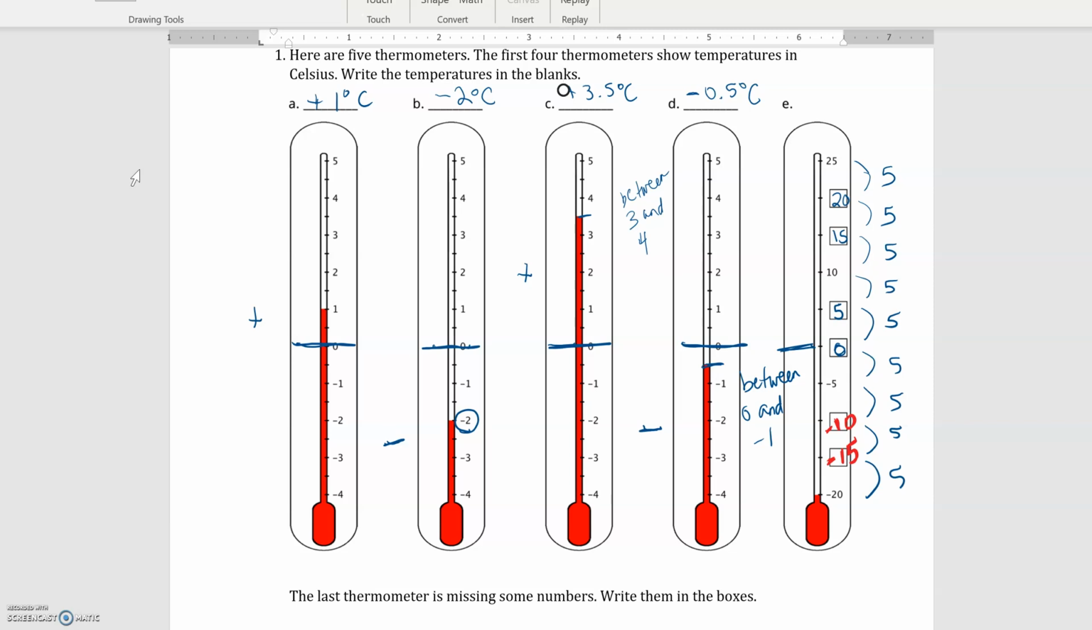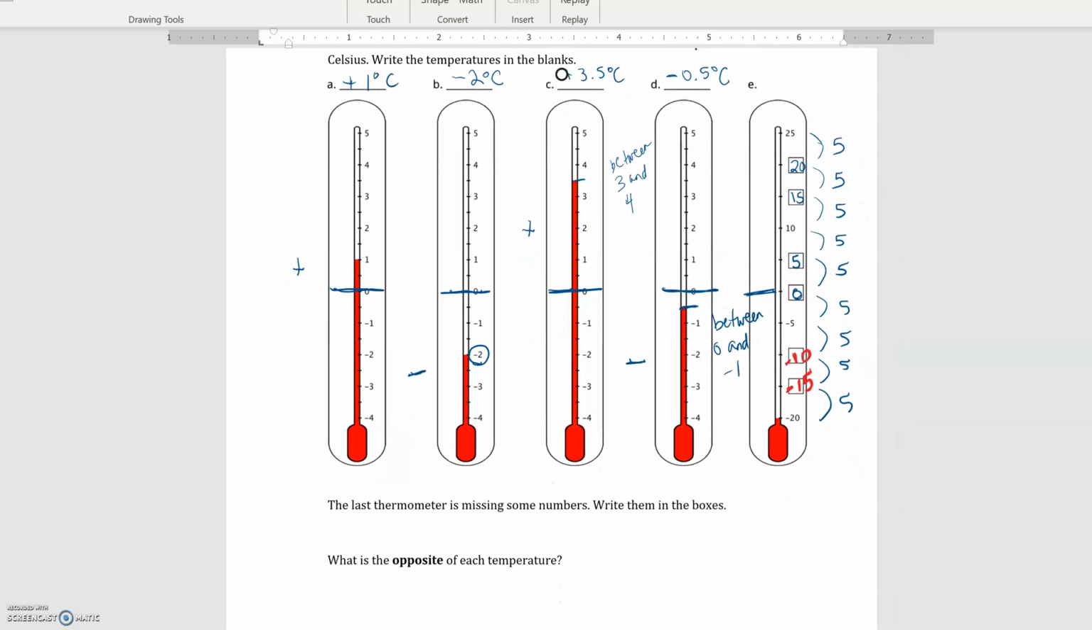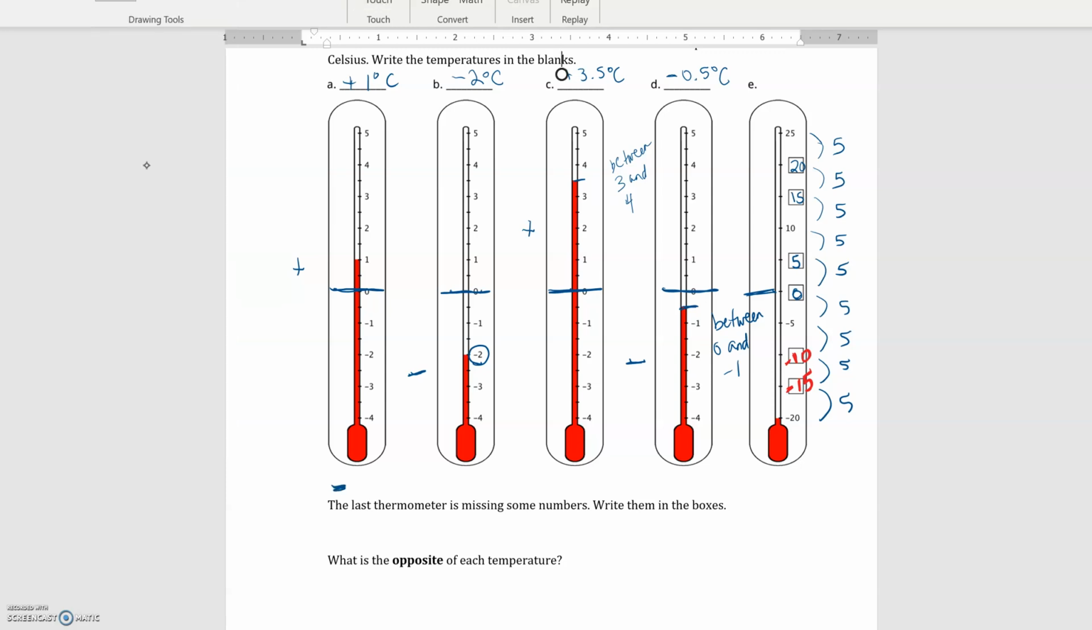So the last activity for this page is we want to find the opposites of each temperature thermometer. And you're going to write them all at the bottom of each thermometer for the first 4. So if my first thermometer said positive 1 degree Celsius, if I want to find the opposite, I do the opposite sign. Positive 1 has an opposite of negative 1. So my opposite here I'll write here is negative 1 degrees Celsius. For thermometer 2, it says negative 2 degrees Celsius. I know an opposite of a negative number is a positive number, so therefore this opposite will be positive 2 degrees Celsius.